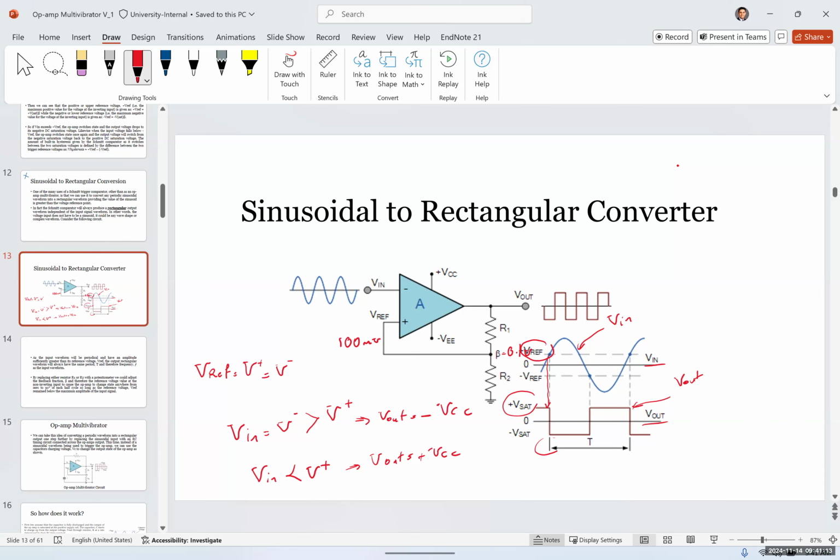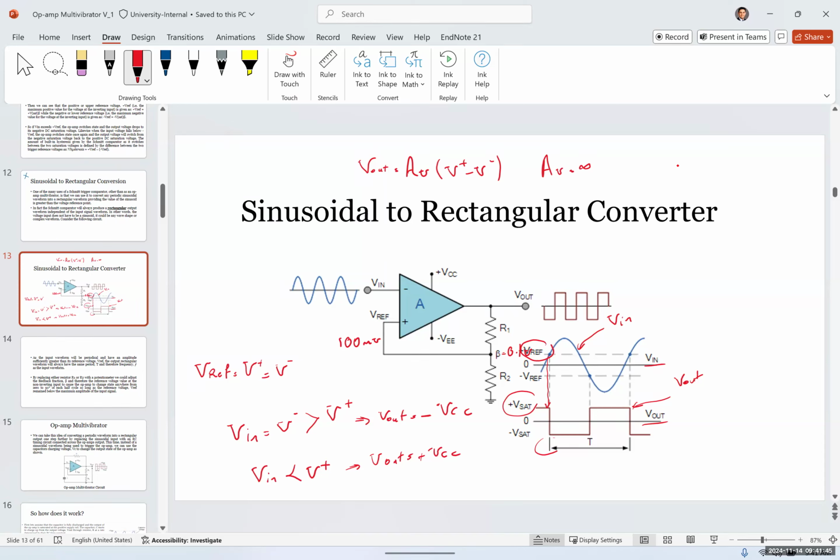And the reason this happens, again, we know that in an op-amp, V out is equal to AV times V positive minus V negative. And for an ideal op-amp, AV is infinite. In reality, the maximum output that we can get from an op-amp is equal to its positive and negative supply rail voltage. Therefore, if V positive is greater than V negative, you're going to have the positive VCC, and if it's less, you're going to have negative VCC.